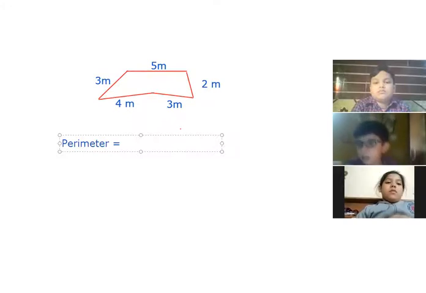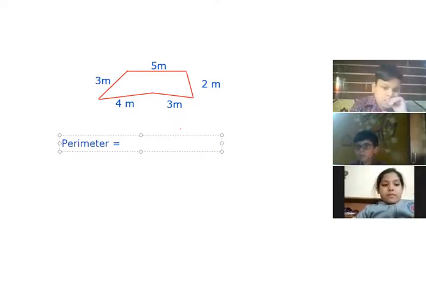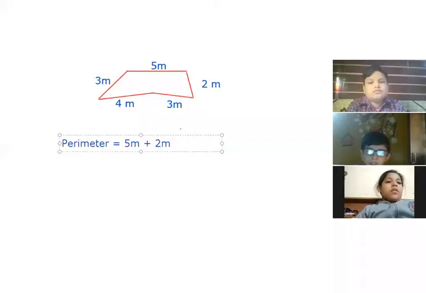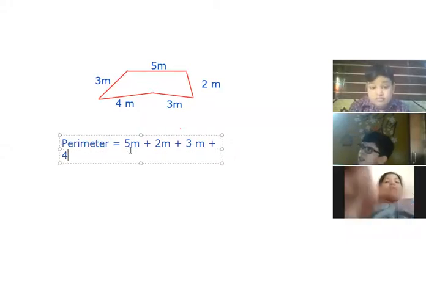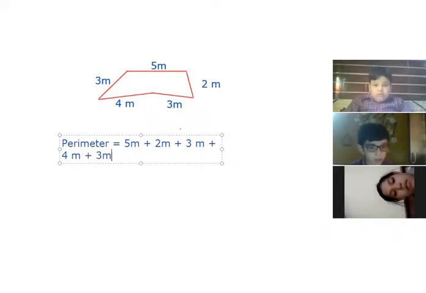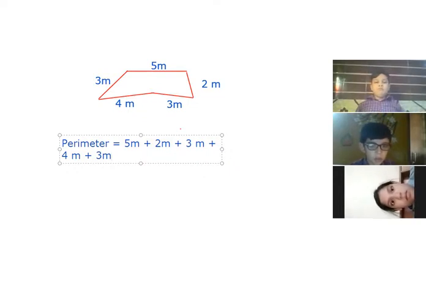Yes. So here, tell me any one side. Ma'am, one side is 5 meter. Okay. So here ma'am is going to write down 5. Okay. Next one. 2 meter. Okay. Next one. 3 meter. Very good. Next one. 4 meter. And the next one is 3 meter. Okay, clear? 5, 2, 3, 4, and 3.